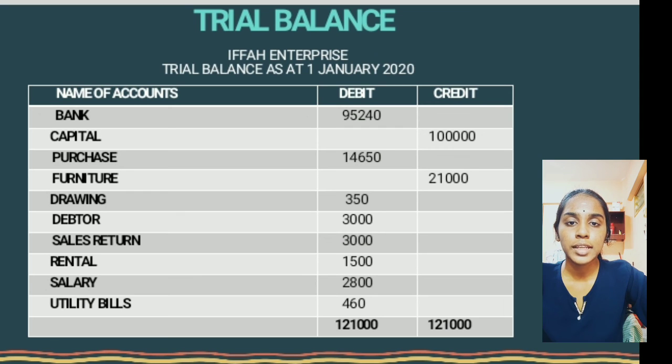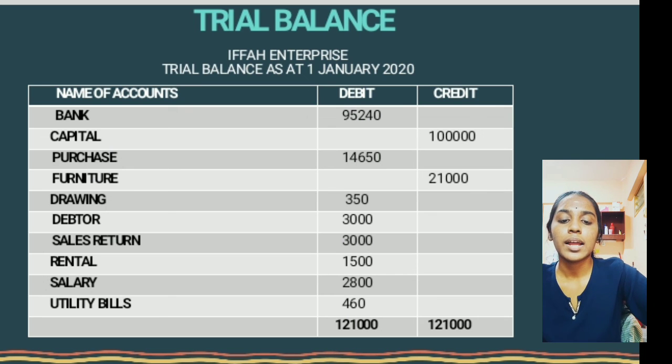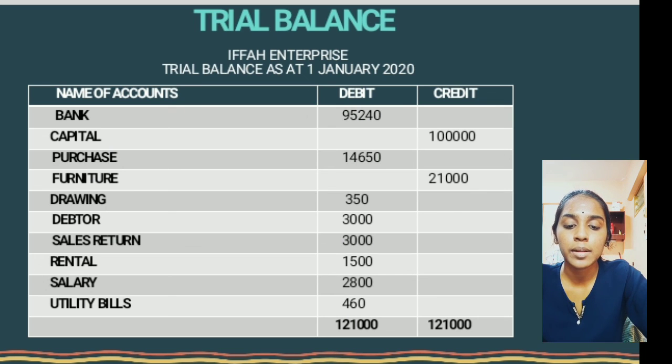Trial balance is a statement that prepared based on the account balances in the ledger at the end of the accounting period. All accounts with the debit balances will be listed in the debit side, while the account with the credit balances will be listed in the credit side. The total debit amount must be equal to the total credit amount. Let's see our trial balance. IFA Enterprise trial balance as at 1 January 2020.